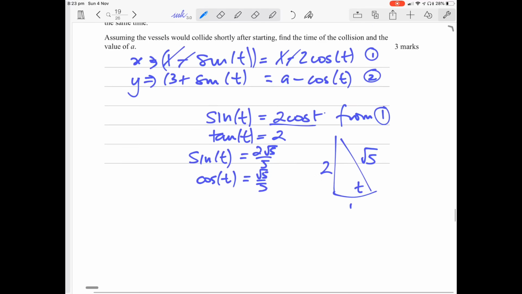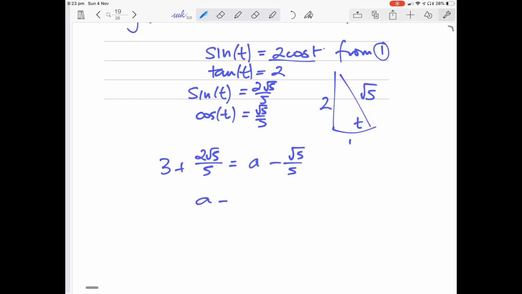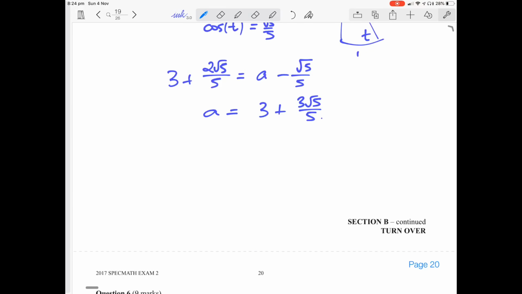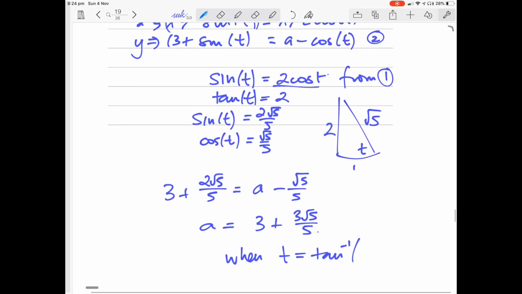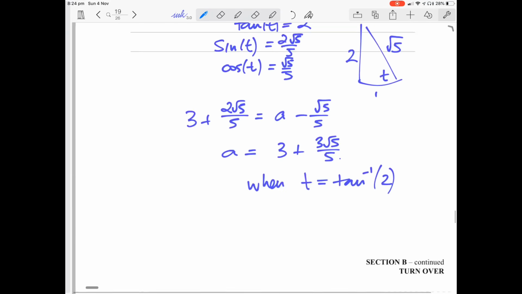So we can sub that into the second equation. So 3 plus sine t, 3 plus 2 root 5 on 5 is equal to a minus root 5 on 5. So a is equal to 3 plus 3 root 5 on 5. Find the time of the collision and the value of a. So a equals that when t equals tan inverse of 2. Oh, last question.